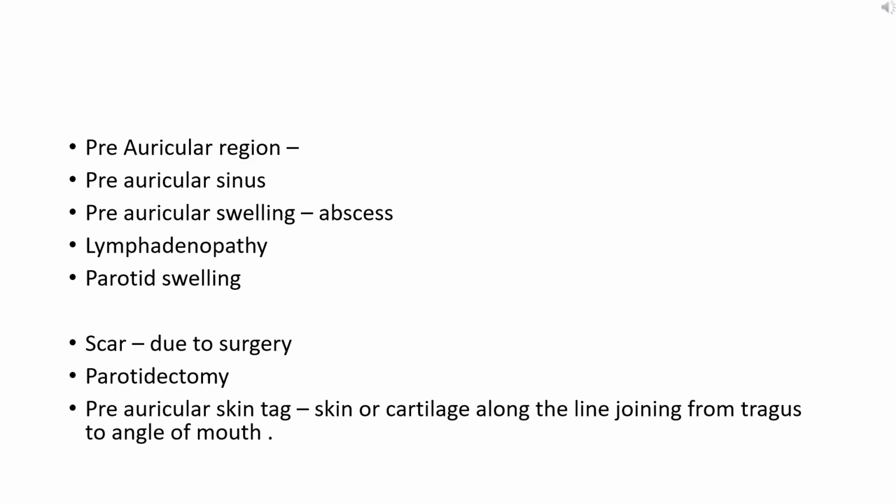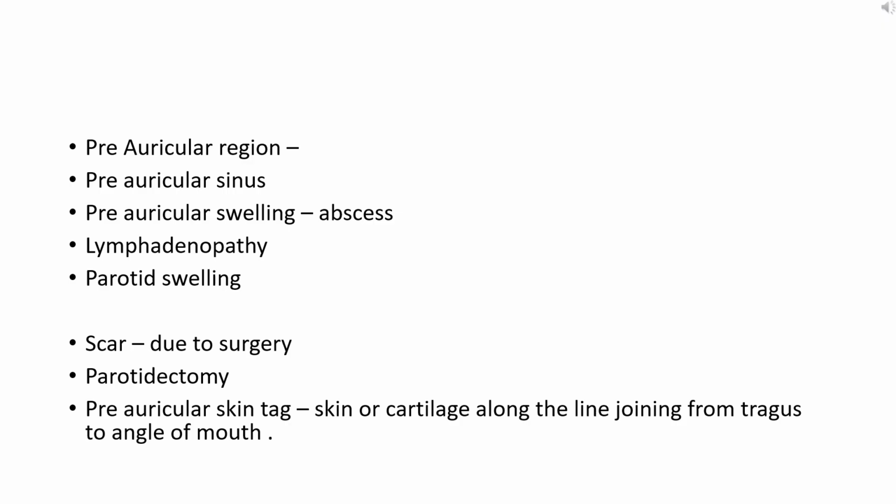So how will we examine the pinna? There are various regions such as the pre-auricular region and the post-auricular region. Here auricle is another name for pinna. How will we examine the pre-auricular region? We will look for any kind of sinus, any kind of swelling. Swelling can be in the form of an abscess or lymphadenopathy, or it can be a parotid swelling as well, or any kind of cyst such as sebaceous cyst or dermoid cyst. And we will also look for a scar. This scar will be due to surgery. It can be a parotidectomy, or preauricular sinus surgery, or the removal of a preauricular skin tag.